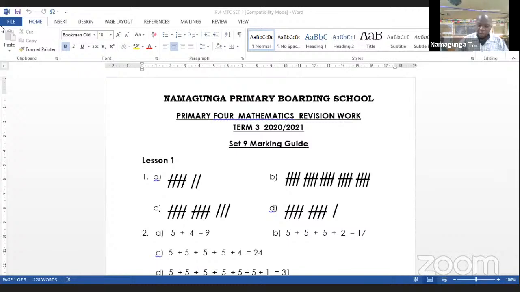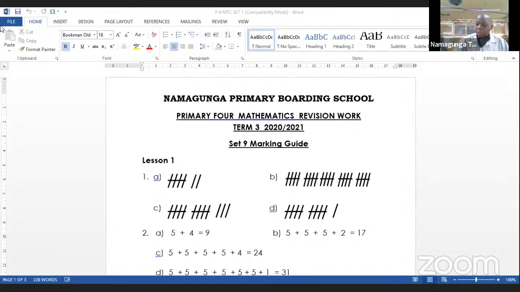Now, when we move to the activity, number 1A, we were asked to use tally marks to represent number 7. 7, that means we have to draw 4 sticks, 1 crosses, and then we add on 2. That is how we make 7. The second one, part B.